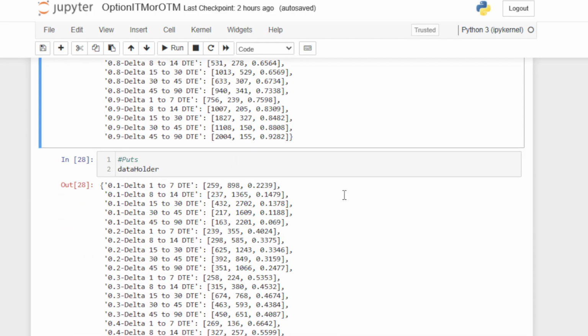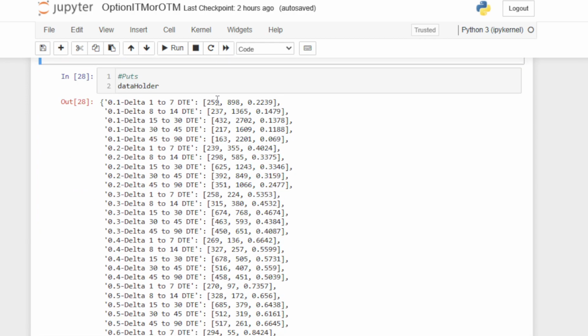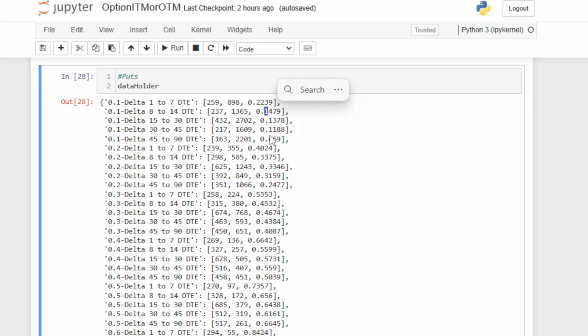But let's take a look at the puts. So short-term puts, we can see like 22%, 14%, 13%, right? So well above that 10%. And then the 0.2s, right? Ooh, that's a 40%, 33, 33, 24. Look at some of these 0.3s, we got 53%.